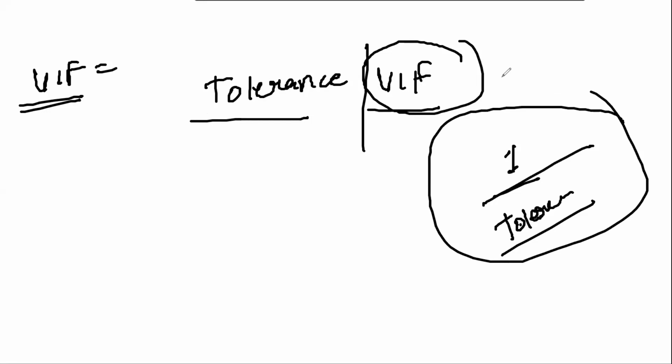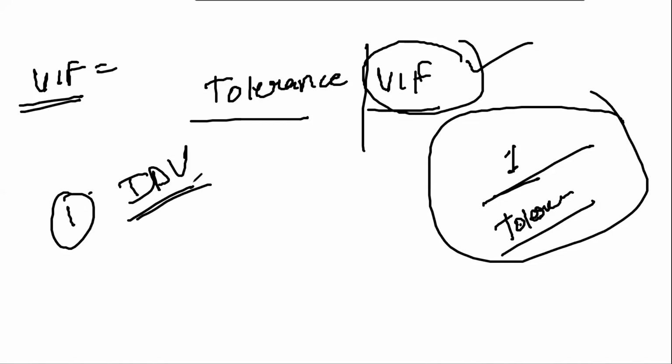VIF basically tells me which one is creating the problem. That's it. See, VIF is not related to the number of variables. If the question arises, if I remove one independent variable from the model, can we say that my VIF depends on the independent variable or the number of variables?